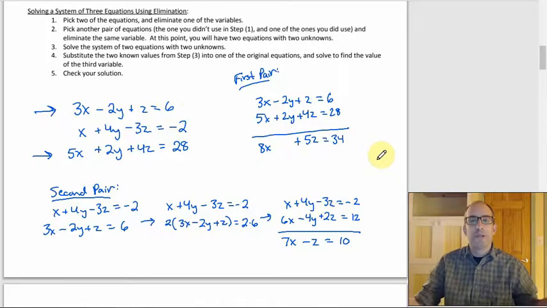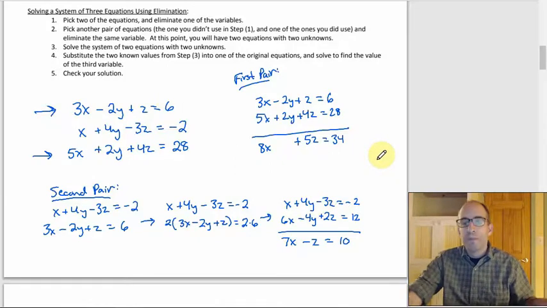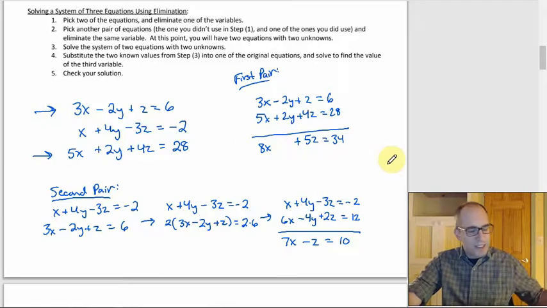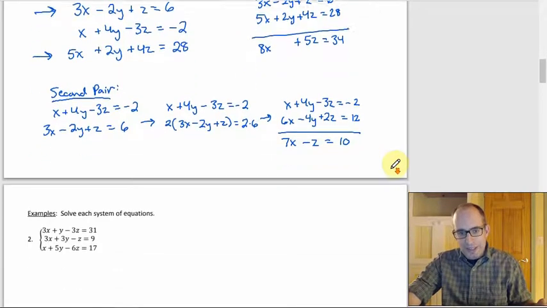And then you'll have your full solution, you'll have the full ordered triple. So that is the idea here. And let's see what we got.